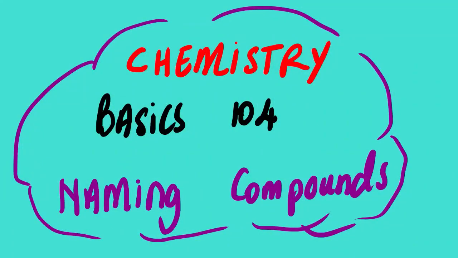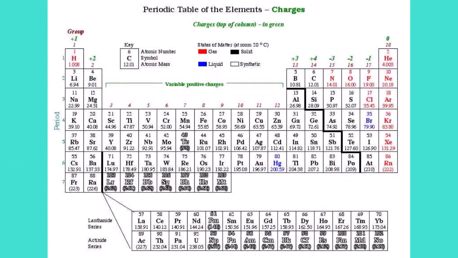Our lesson for today will be looking at chemistry. We'll be looking at basics 104. The topic is naming compounds. Let us start. For this lesson, you will need to use a periodic table.